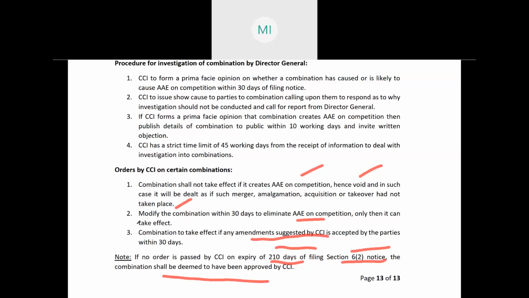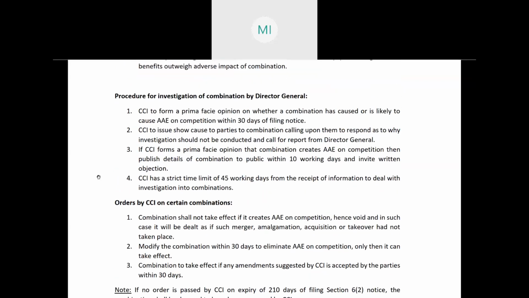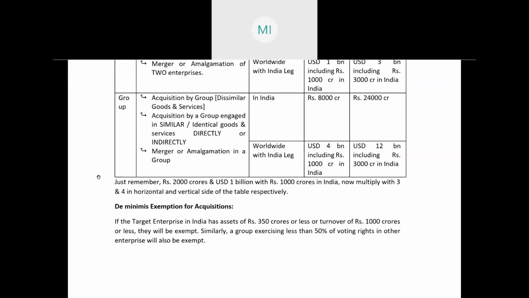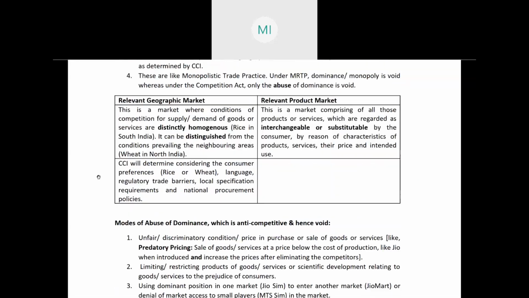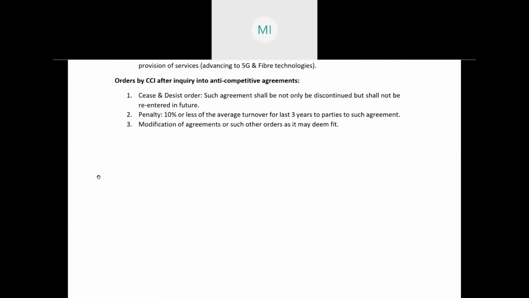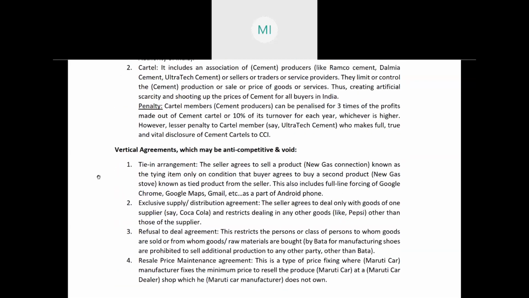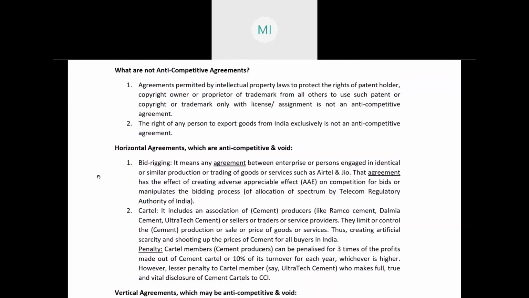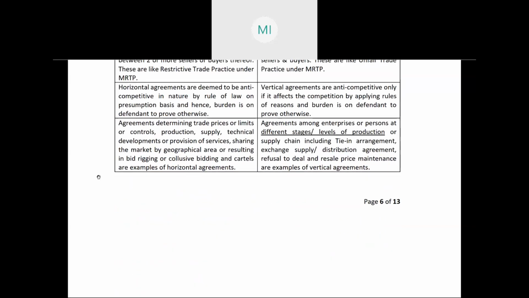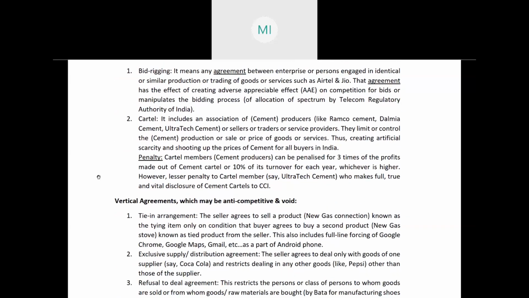So this ends our discussion on competition law. Hope it is clear. See, it's actually very, very easy. You have to only remember the four pillars and whether it creates adverse appreciable effect on competition or not. If it creates adverse appreciable effect on competition, then it is void. So you have to remember which category what falls under.